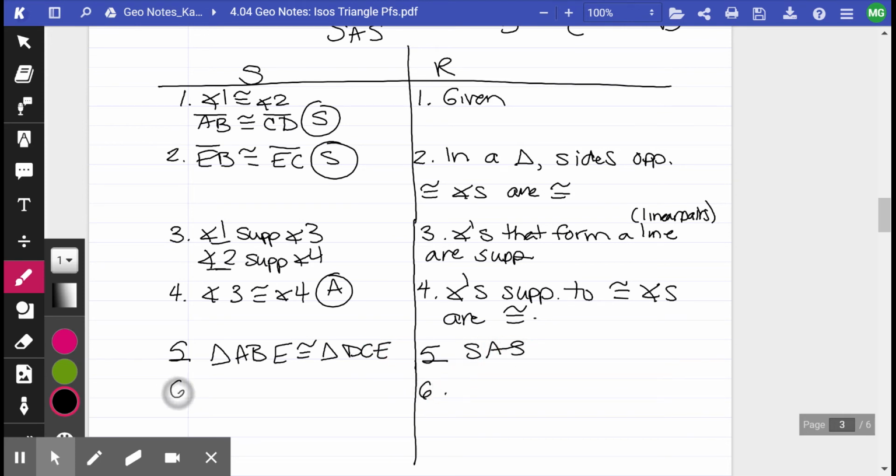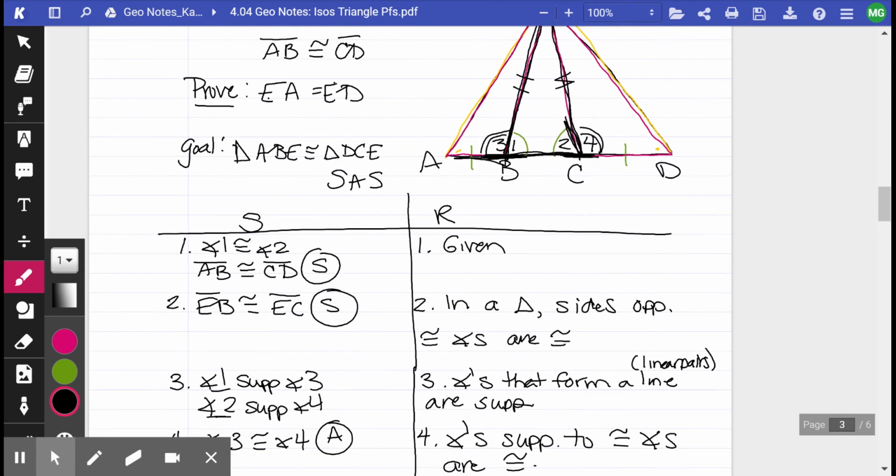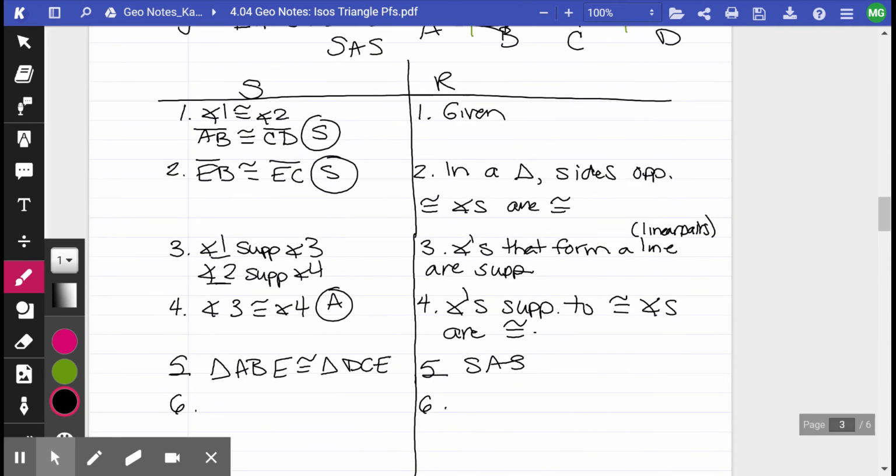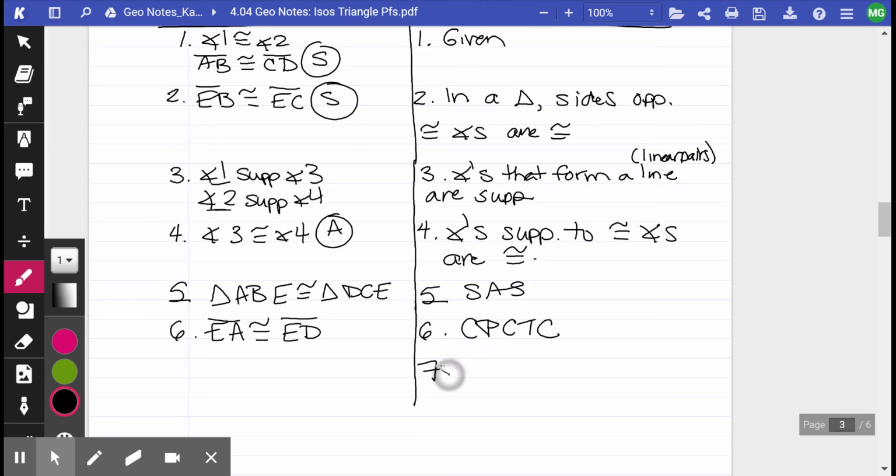But that's not what I'm trying to prove here. I'm trying to prove that segment EA is congruent to segment ED, but those were a part of those two triangles. So now I can say segment EA is congruent to segment ED by CPCTC. Corresponding parts of congruent triangles are congruent. And one last step, just to get it to look just like my proof statement, I'm going to switch it to equality by definition of congruency.